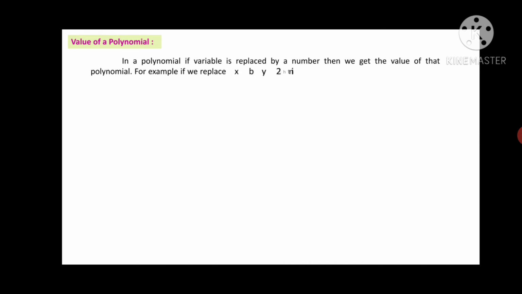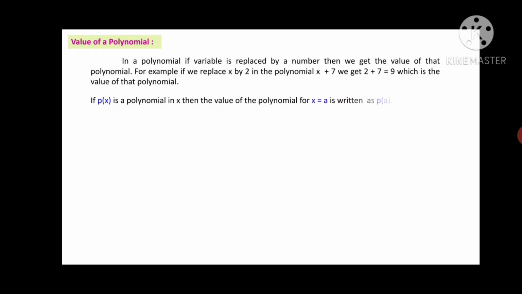Friends, let us start with the value of a polynomial. In a polynomial, if the variable is replaced by a number, then we get the value of that polynomial. For example, if we replace x by 2 in the polynomial x plus 7, we get 2 plus 7 is equal to 9, which is the value of that polynomial. If p of x is a polynomial in x, then the value of the polynomial for x is equal to a is written as p of a.